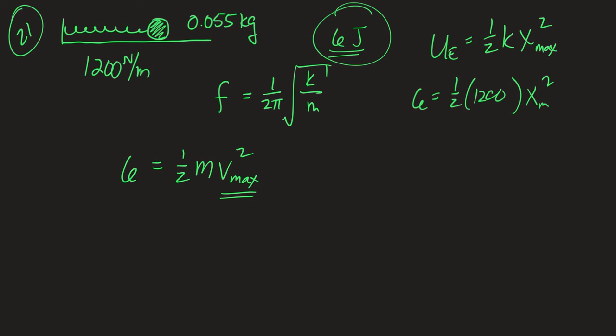Now, question C, what is the speed when the ball is in position A/2? In order to get that, we need to figure out how much energy the ball has when the ball is in that position. The total amount of energy is 6 joules. That's true. But the energy is spread out in 2 places now. In this problem, this is now half of the amplitude.